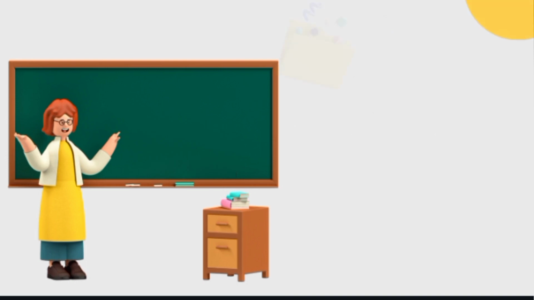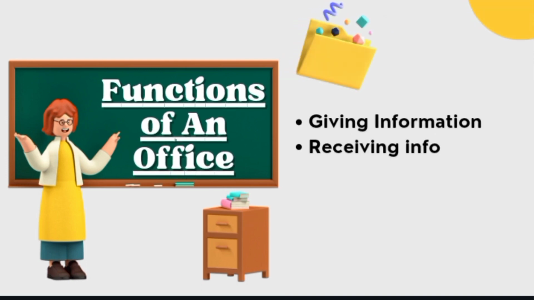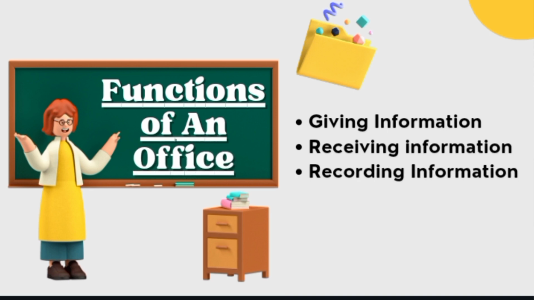Two is that they receive information. The office collects important information concerning its workers, customers, suppliers, clients, etc. for future decision making. And thirdly, we have recording information. Information received or sent from the office is recorded in relevant books such as the correspondence inward book and outward book, so that they are not forgotten.